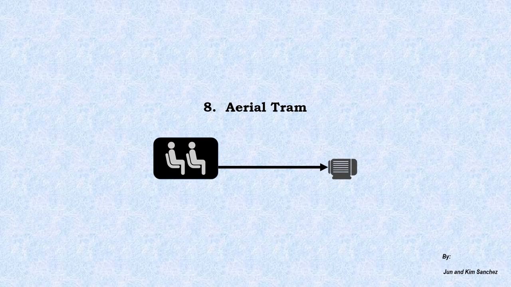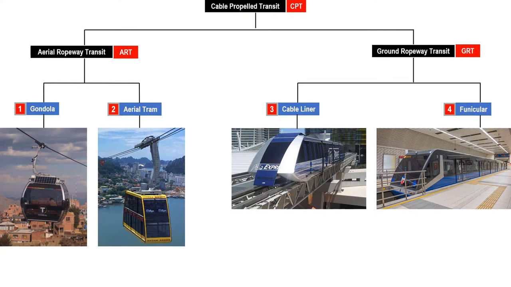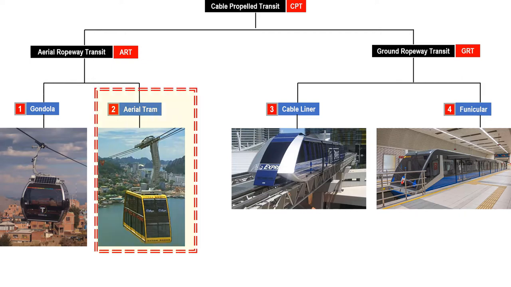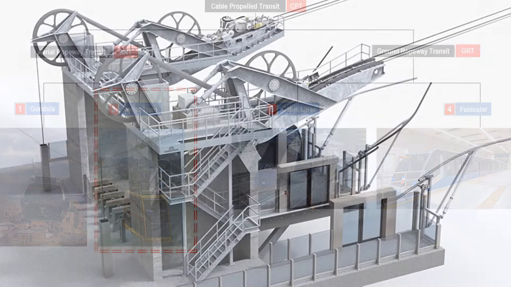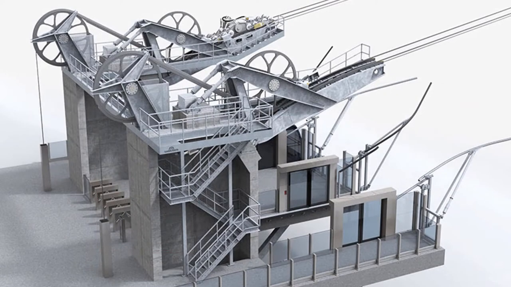Aerial Tram. This is the chart showing the four different types of cable-propelled transit systems. In this chapter video, we will focus on the aerial tram. This photo shows the basic internals of a typical aerial tram.